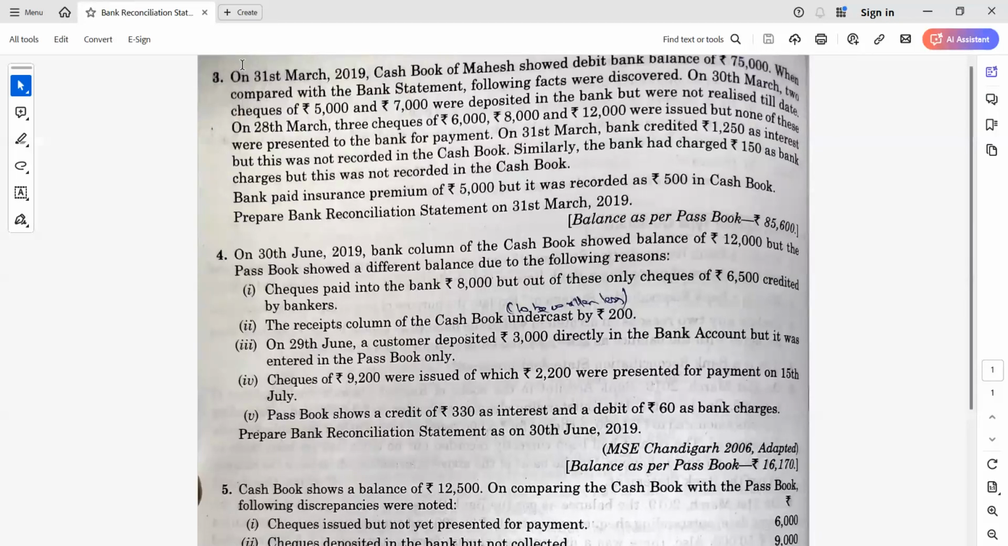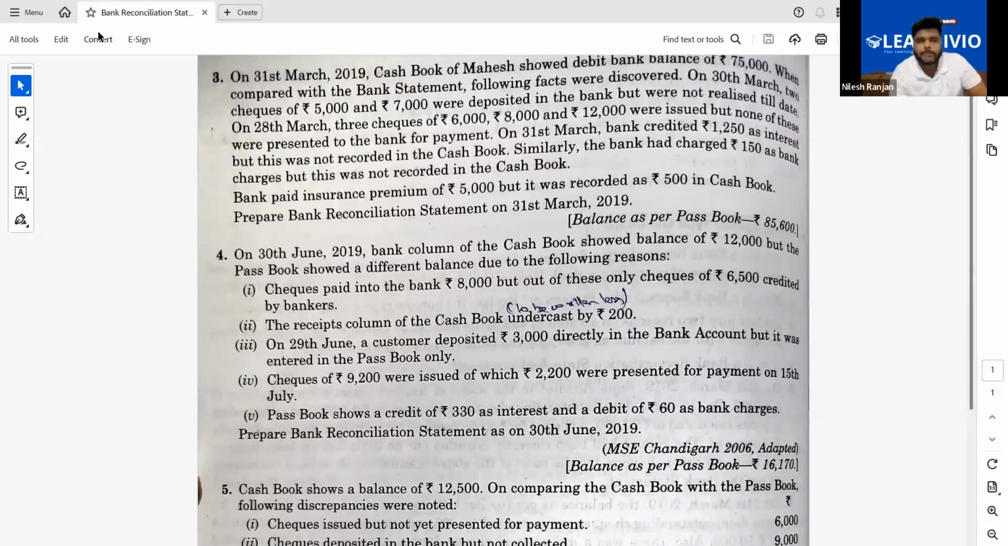So it was recorded in the passbook, right? The 150, as it was not recorded in the cash book, we're supposed to increase it by 150 rupees. Like the bank recorded it in the passbook, so we're supposed to increase the cash book by 150 rupees because we use it in the beginning of the year.